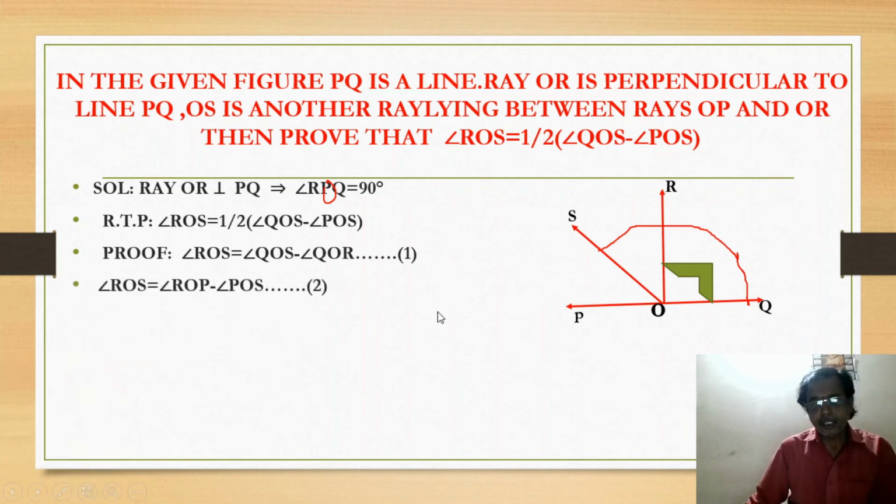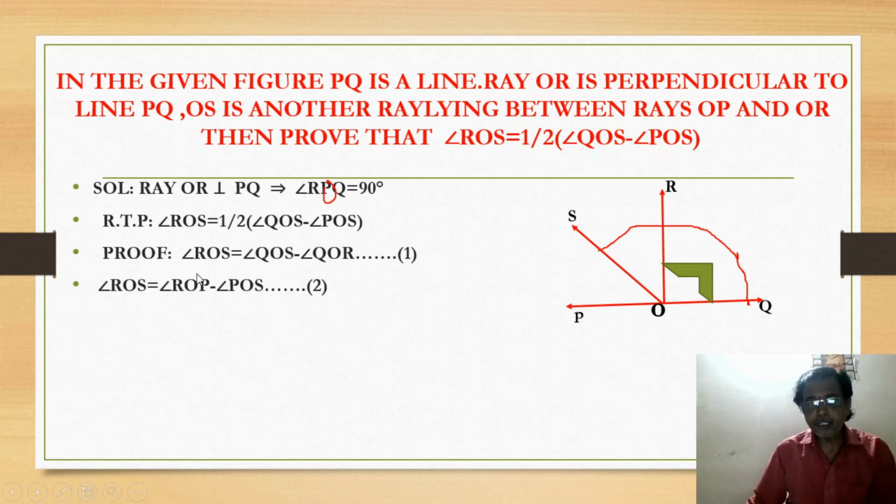Next, again ROS from this side: ROP minus POS, ROP minus POS. So this is equation 2. Actually this is from the obtuse angle. QOS is the obtuse angle. From that obtuse angle, if we subtract this 90 degrees, we can get ROS. And again ROS is this side, ROP is actually 90 degrees. If you subtract POS from that 90 degrees, we get simply ROS. Anyhow, by seeing the figure only, you can get the ROS result easily.